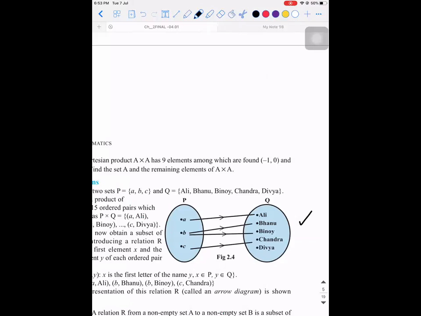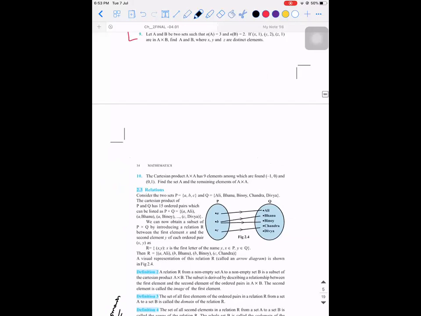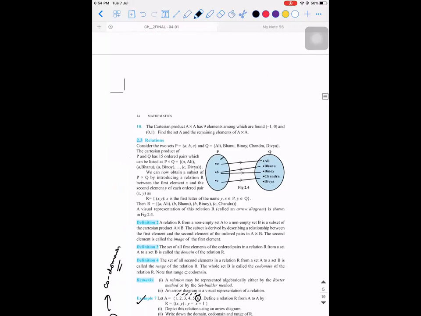It's a relation because it is a subset of the Cartesian product of sets. So what is the Cartesian product? I can write (A, Ali), (A, Banu), (A, Binoy), (A, Chandra), (A, Divya). Like this, I can write 15 combinations. Out of the 15 combinations, I'm defining specific relations such that A is related to Ali, B is related to Banu and Binoy, and C is related to Chandra. So this is a relation, no doubt about this. Now I'm slightly extending the question. Is this relation a function? No, sir. The answer is no. Why?